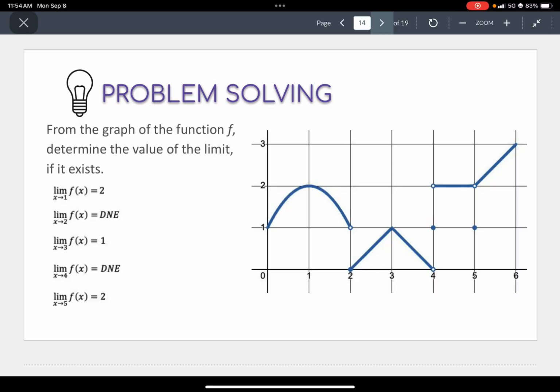Now, when we get to 5, the function drops down to 1. But that doesn't concern us. We're not worried about what's going on right at 5. We're just asking what's going on as we get infinitely close to 5. We can see from the left and the right, we're approaching the same value, which is 2.